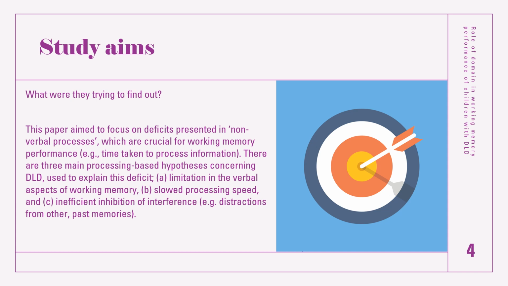Study aims. What were they trying to find out? This paper aimed to focus on deficits in non-verbal processes. There are three main processing-based hypotheses concerning DLD used to explain this deficit. A. Limitation in the verbal aspects of working memory. B. Slowed processing speed. And C. Inefficient inhibition of interference, for example, distractions from other past memories.